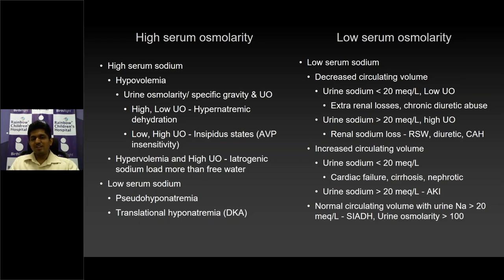The normal urine osmolarity ranges from 100 to 1200 in a healthy child. So this urine osmolarity will be normal or sometimes even higher in the higher range, and this is due to the supplementation of sodium and free water.